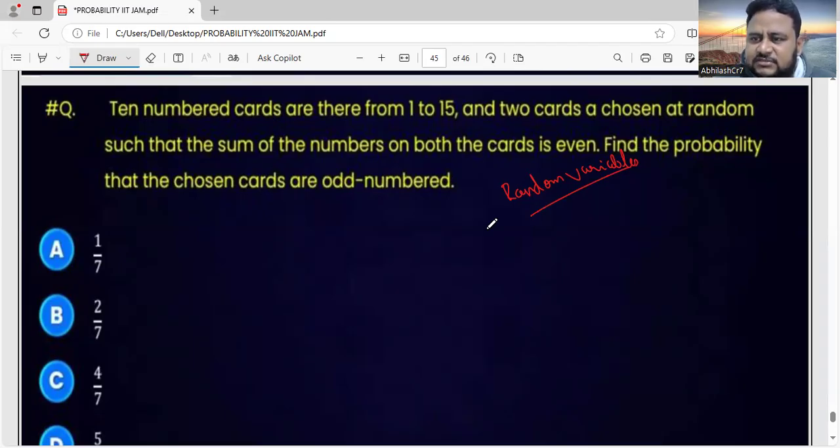Random variables is in which chapter? Random variables is there in the probability chapter itself. In the next class, we'll be discussing random variables. After we do that, we will solve this question. Okay, all right, friends.